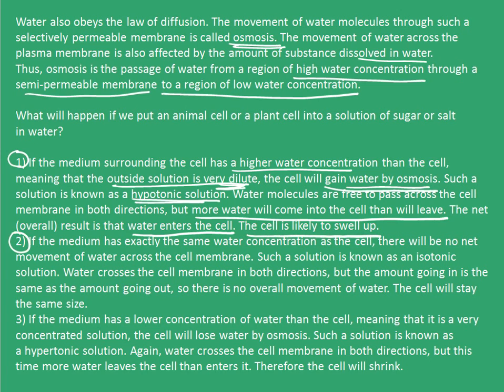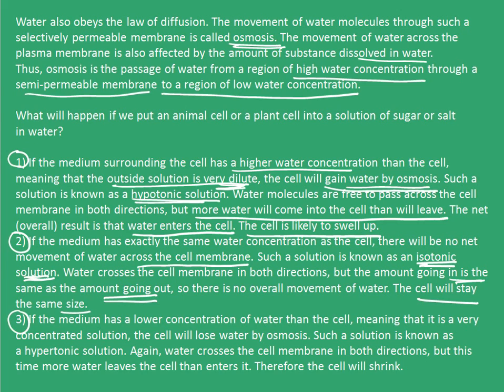The second case is if the medium has exactly the same water concentration as the cell, there will be no net movement of water across the cell membrane. Such a solution is known as the isotonic solution. Water crosses the cell membrane in both the directions, but the amount of water which is going in is exactly the same as the amount of water which is going out. So, there is no overall movement of water, and hence the cell will stay the same size.